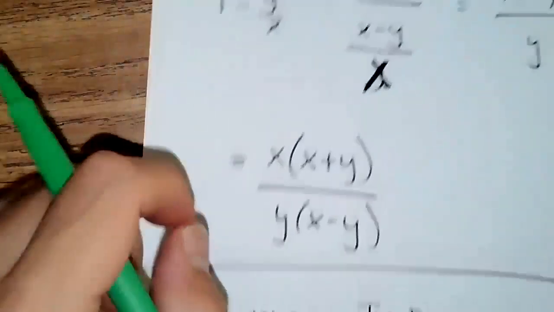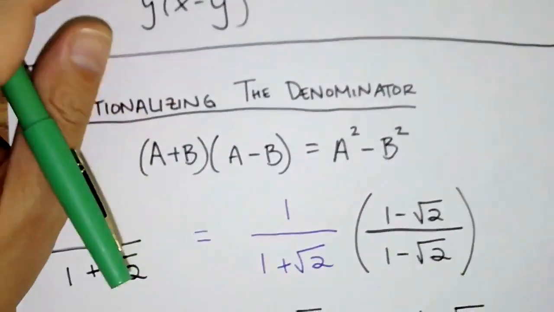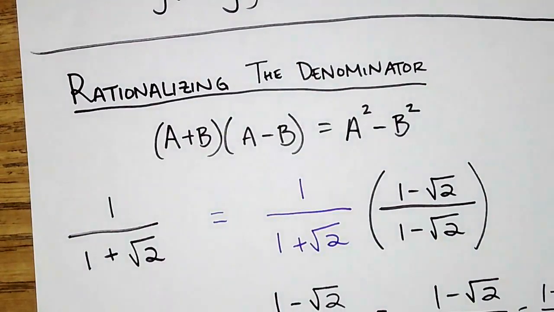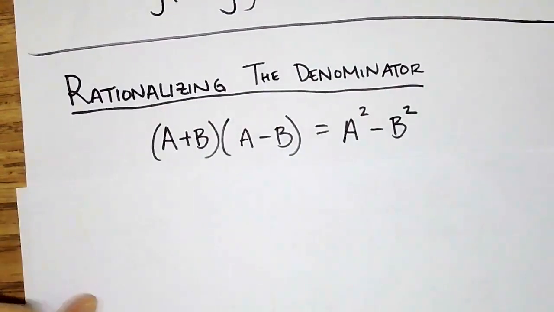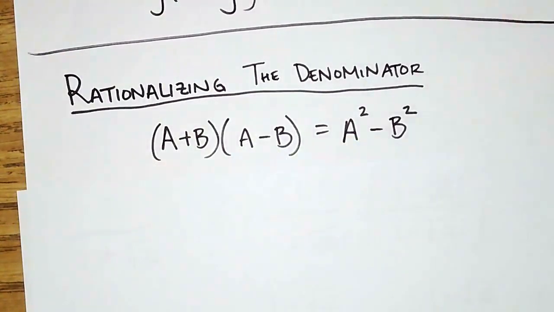So that is compound fractions. Okay. Now we're going to rationalize the denominator. Okay. And we're going to use this difference of two squares in order to get rid of my denominator.